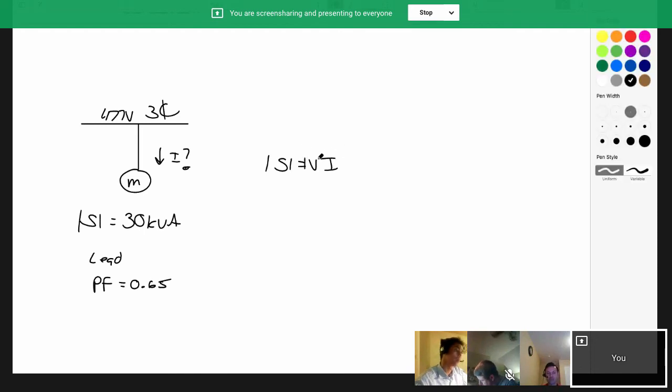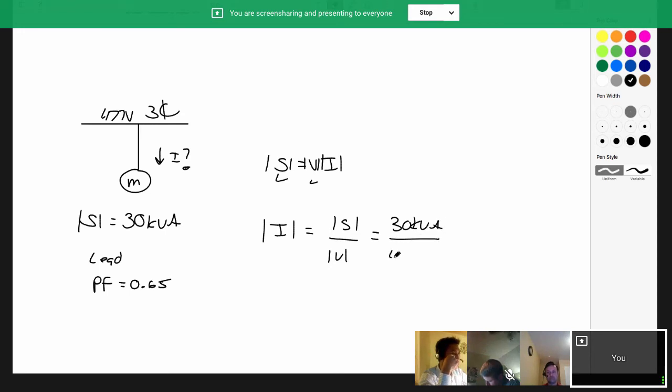All right, so we can solve for current, right? We know our S, we know our V. Solve for our current. So I'm going to say that the magnitude of our current is going to equal S over V. Does everyone agree? So we've got 30 kVA over our 477 three-phase voltage. Does that look right to anybody?